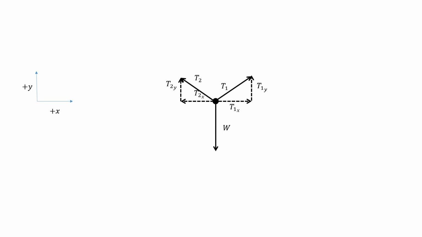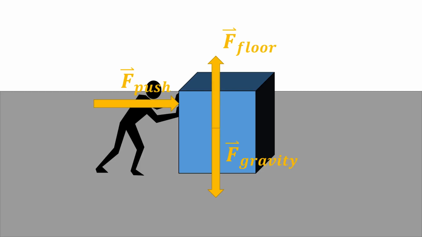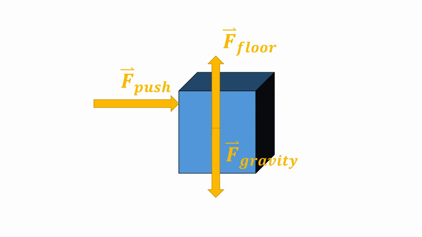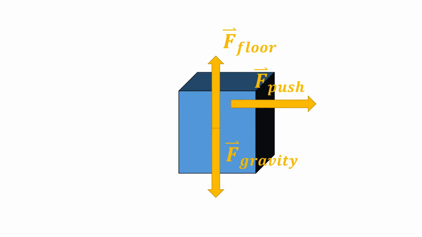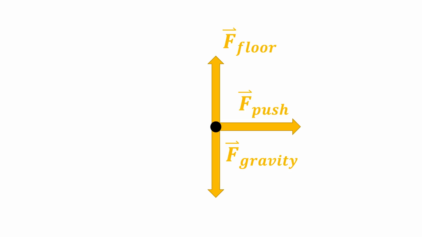Consider an object being pushed along a frictionless floor. It is being pulled down by gravity, being pushed up by the floor, and being pushed to the right by the person. It is just as correct to show the force acting at the point of contact as it is to show the forces acting outward from the object, or to show the forces acting on a free body diagram representing the object. Forces always point in straight lines.